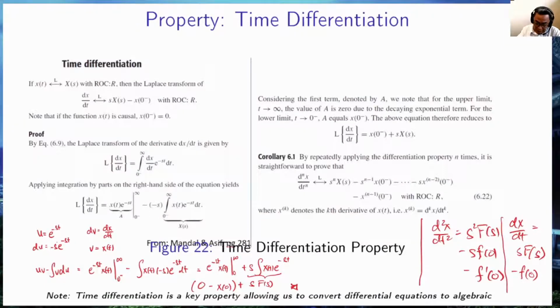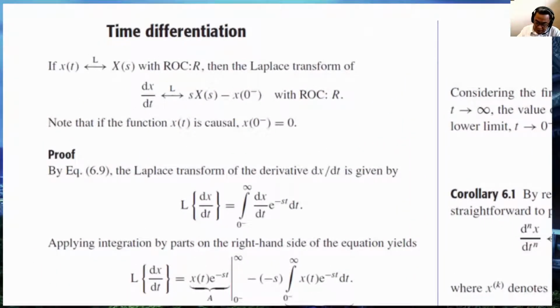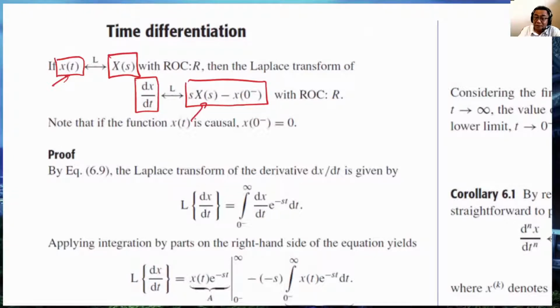Time differentiation. Well, time differentiation says that if my signal is x(t) and x(t) gives me X(s), what does the differentiation of the signal, dx/dt, give us? Interestingly, it gives us back X(s) multiplied by s, minus a constant value, the initial value x(0), which is the time domain representation with time 0 inserted.